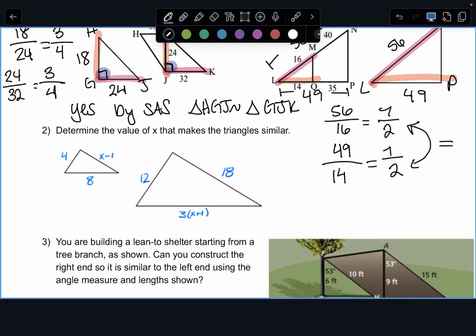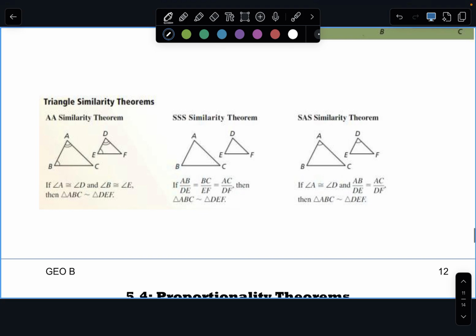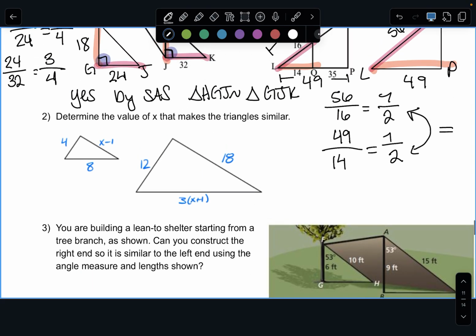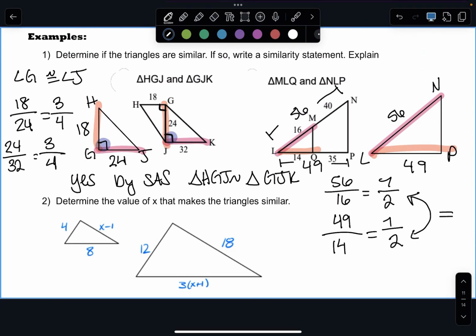Here are my options. I need one of these three theorems. So I either need my third side or the angle in between. If I look up here, can I find my third side ever? No, I don't know what NP or MO is, so I can't do that.